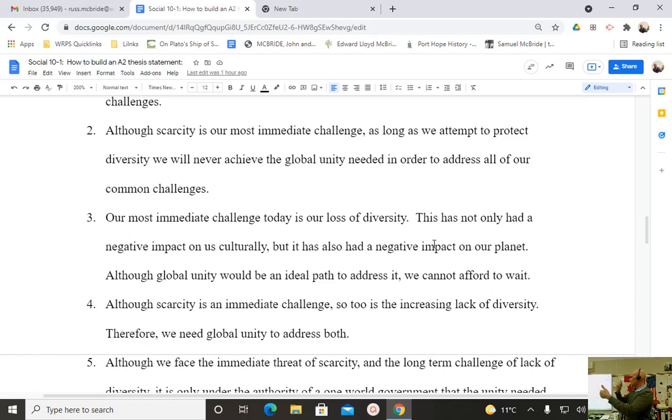But we can also talk about it culturally, and we can talk about it ecologically or biologically, right? So we can talk about the loss of cultural diversity and the loss of biological diversity. So there's 2 separate paragraphs there. And then we have this paragraph that, global unity might be ideal, but it's not happening, so we need another path. That might be 4 body paragraphs in response to the source.